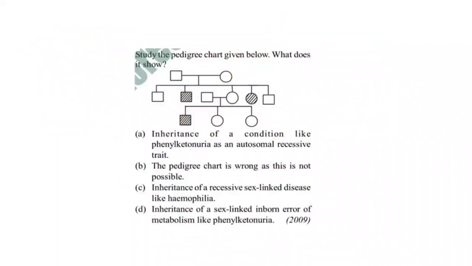The next question is from the year 2019. What is this question saying? Same, a pedigree chart is given, what does it show? Once again we'll see whether skip of generation is occurring or not. In the first step we'll see that the father and mother are not affected, and in the second generation their daughter and sons are affected. So it is skip of generation. So it will be a recessive trait.